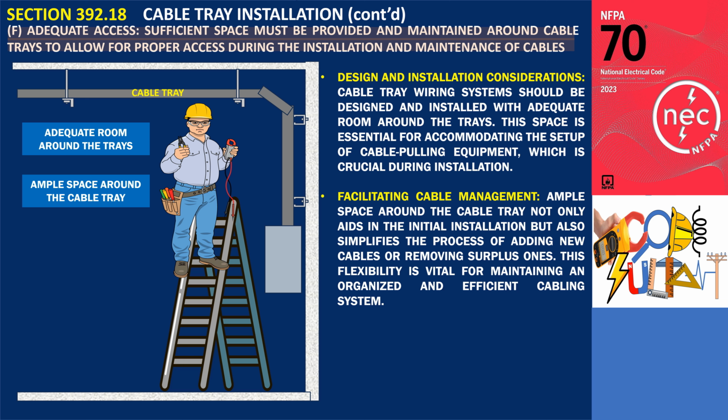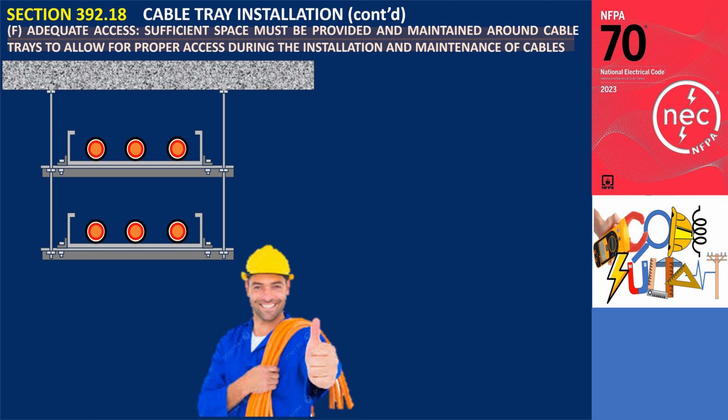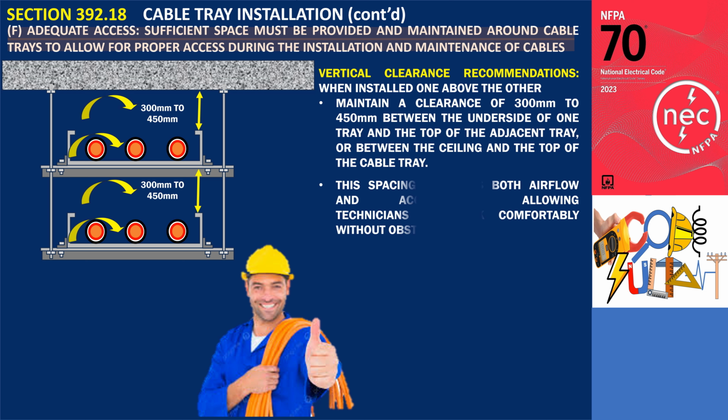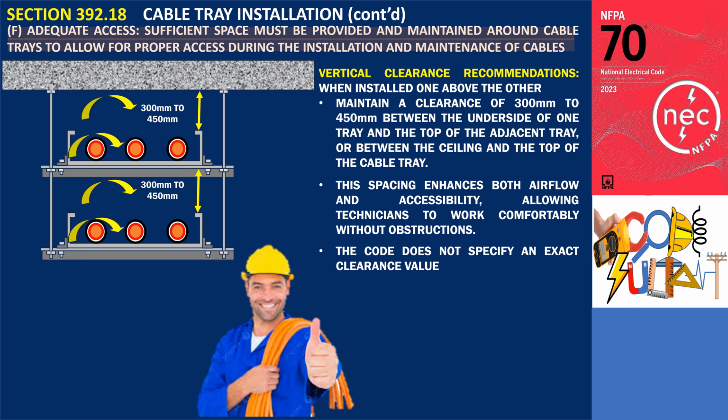When cable trays are installed one above the other, it is advisable to maintain a clearance of 300 mm to 450 mm between the underside of one tray and the top of the adjacent tray, or between the ceiling and the top of the cable tray. This spacing enhances both airflow and accessibility, allowing technicians to work comfortably without obstructions. However, the code does not specify an exact clearance value. It is up to the engineer to determine whether a lesser or greater clearance is necessary based on the specific installation requirements.